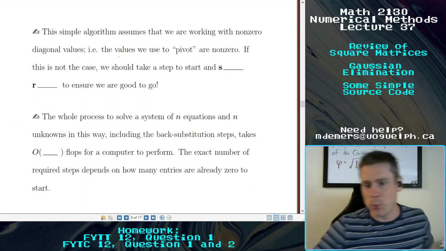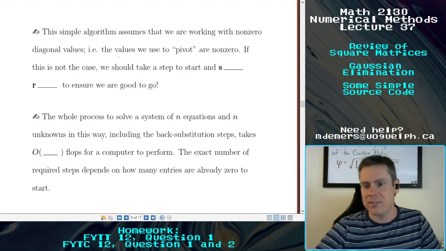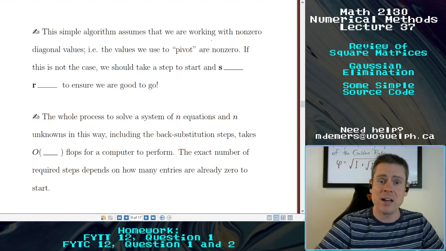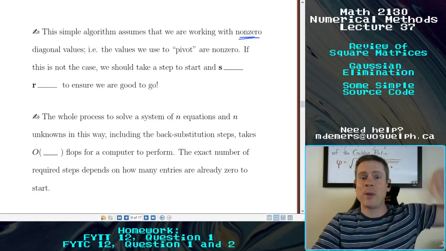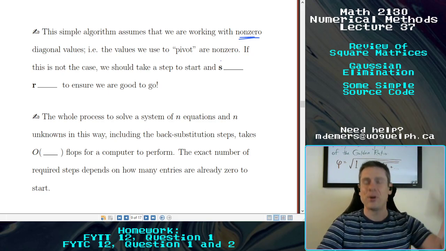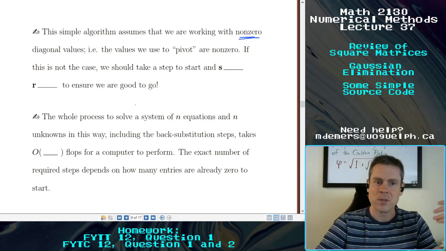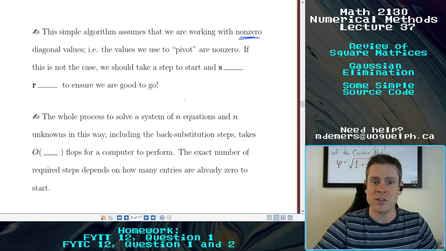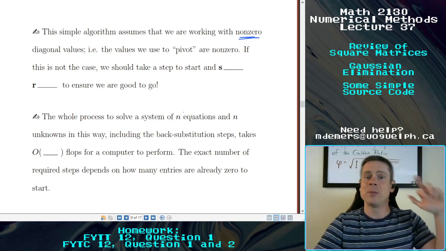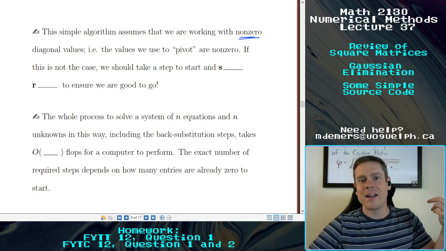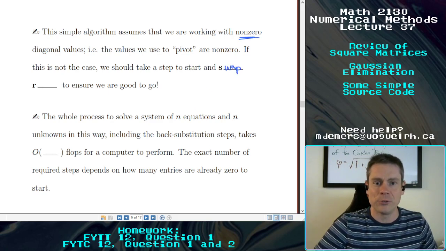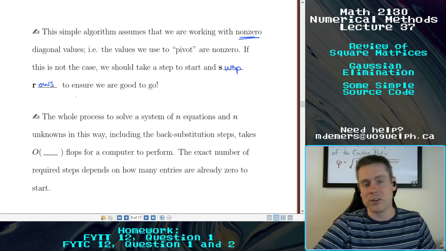Okay, a couple of little pointers to stop. Wow, we're at 45 minutes. That's nuts. The simple algorithm assumes that we're working with non-zero diagonal entries, because otherwise we have to divide by a 0. So that's an issue. This is actually really simple code, and if you wanted to make it better, you could do some checks at the start to make sure they're not 0. If they are, then do some swaps, because we didn't talk about that as a valid step. So you could swap some rows to ensure we're good to go from the start.